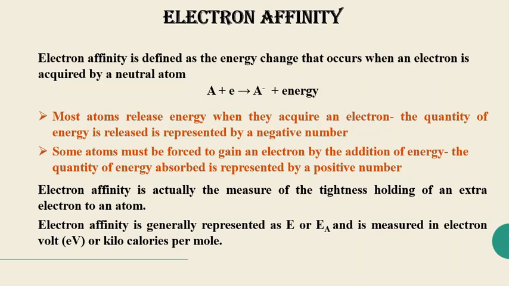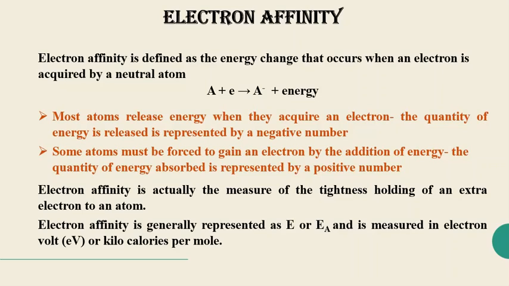Electron affinity is actually the measure of how tightly an atom holds an extra electron. That means if an extra electron comes into the orbital of an atom, how tightly does that atom hold that extra electron? It is represented by the electron affinity.